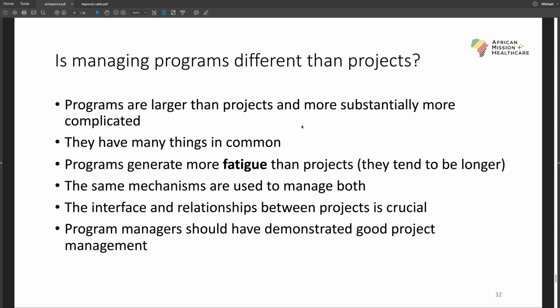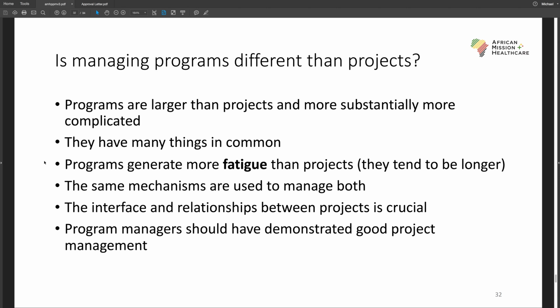So there are things in common. But programs generate a lot of fatigue. They tend to be longer, and because they're more complicated, they tend to hit a lot of different issues. And so, when you're thinking about the project plan and you're thinking about executing the project plan, you find yourself looking at lots of softer factors as well.